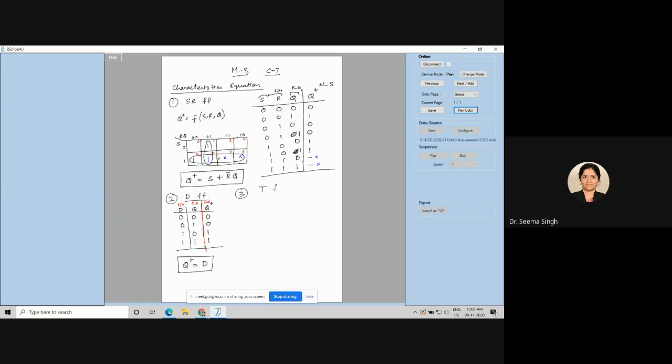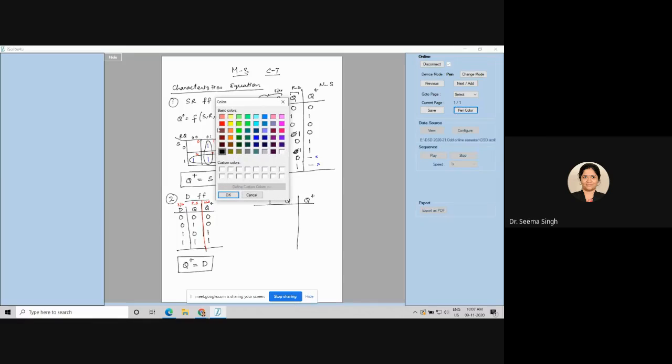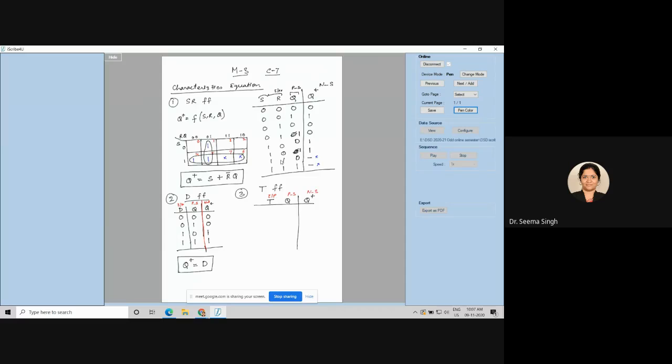Now T flip-flop is not that straightforward. You will have to make a table for it, or you can do it with your aptitude also without making a K-map. Let us see. So T flip-flop, how many inputs? Again, it has two inputs only, toggle input and present state, and this is your next state, right? So I am writing again. So T is your input, Q is your present state, and Q plus is your next state.